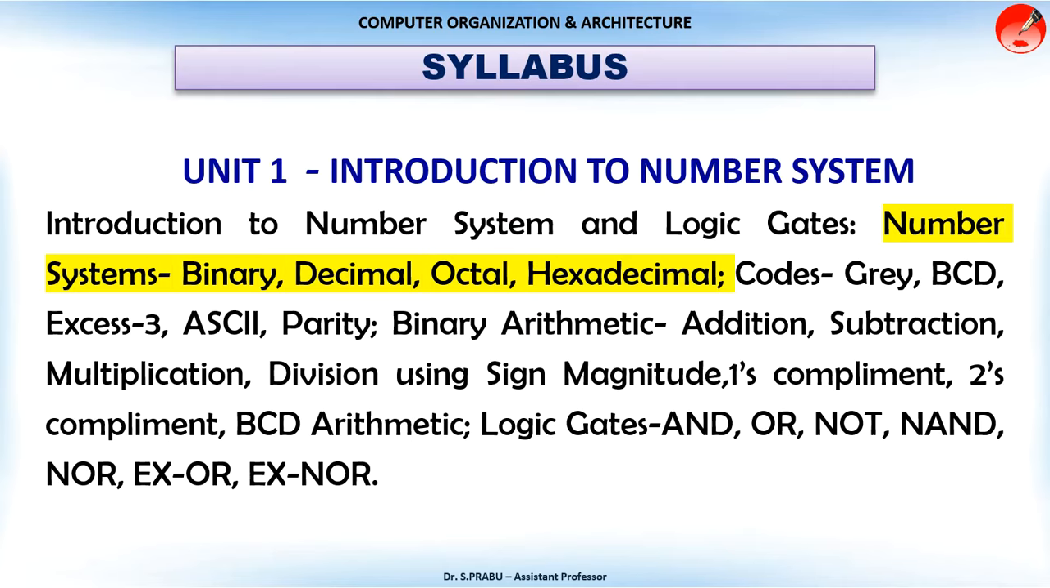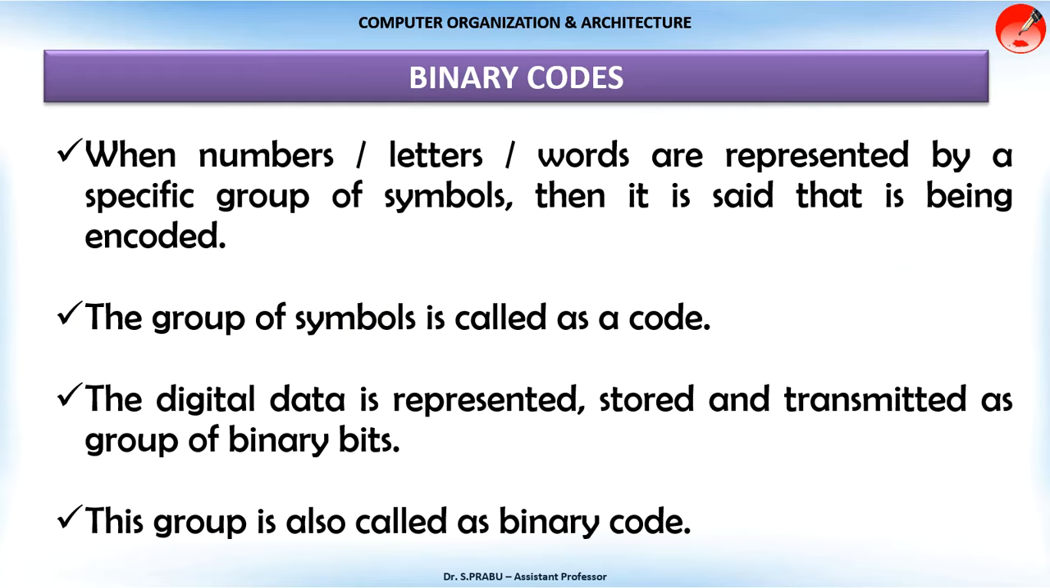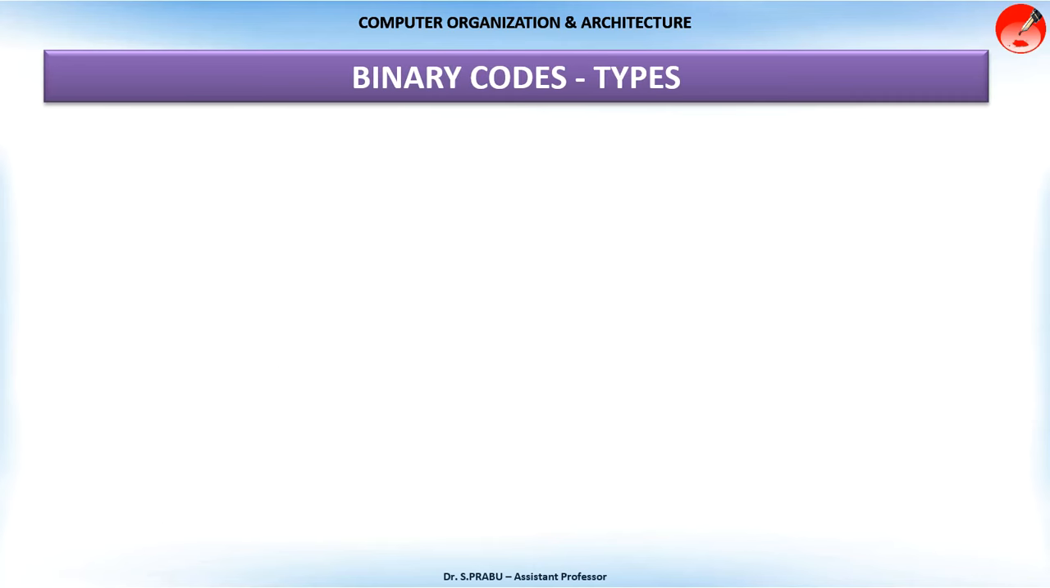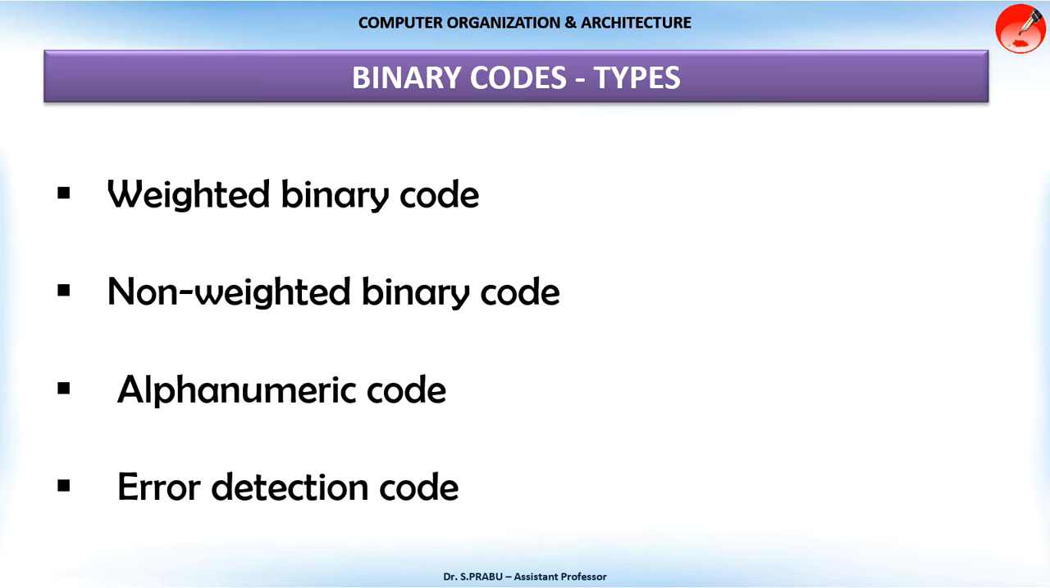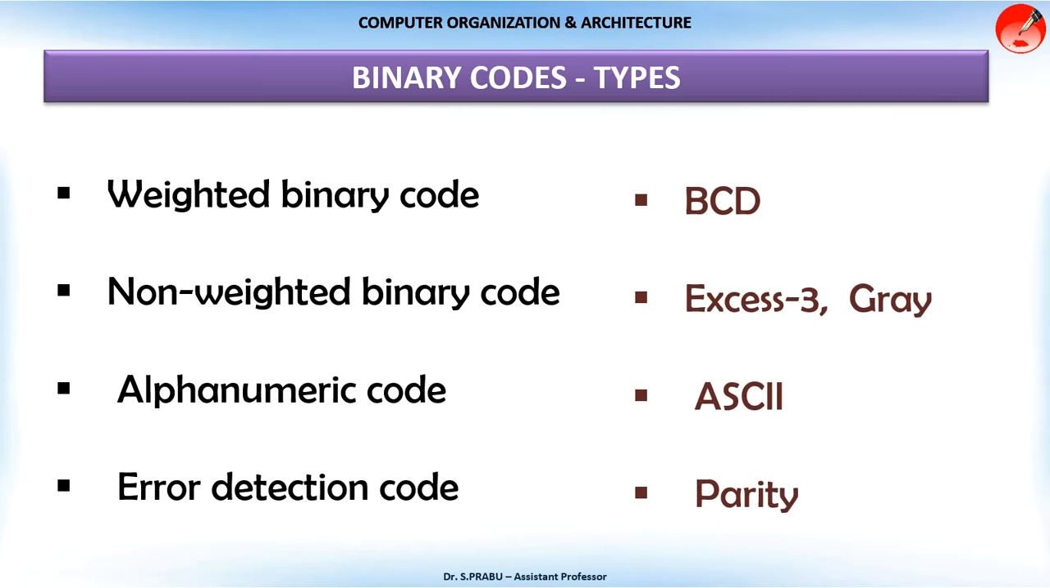So number systems are over. Let's move to the next topic, called coding systems. Binary codes are just a way of representing information using zeros and ones. Anything in a computer, whether numbers, letters or words, is stored and processed as groups of these binary bits. The binary codes are categorized in different ways: weighted binary code, non-weighted binary code, alphanumeric code and error detection code. These are the corresponding examples.